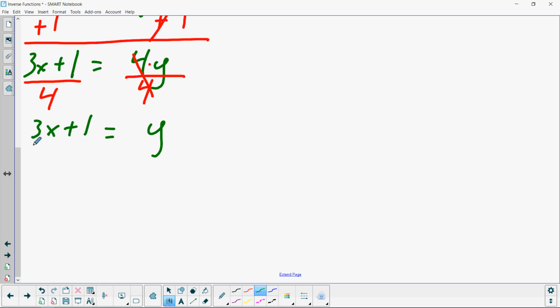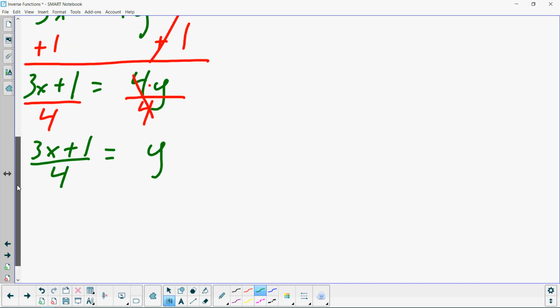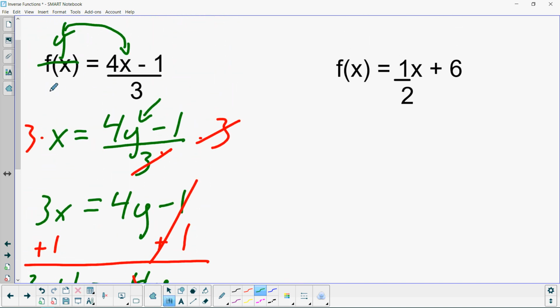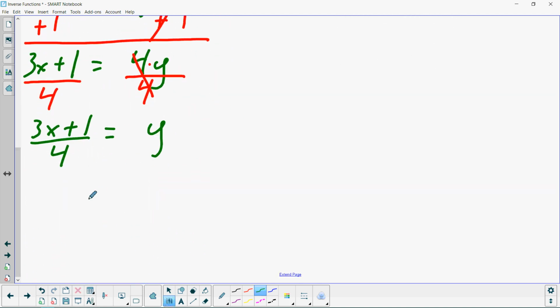And our last step, because we started with our problem in function notation, we have to put it back in function notation. So we're going to change our y into the inverse of f because we just found an inverse. Remember, make sure the minus 1 is between the f and the input, and then just copy this side.